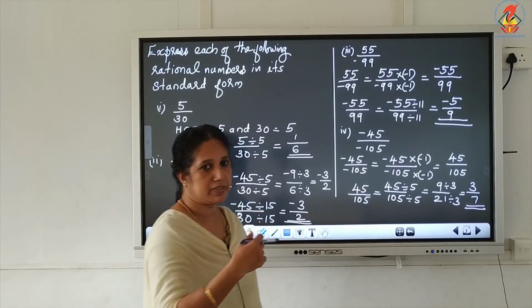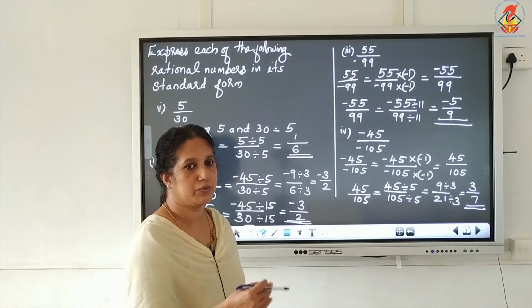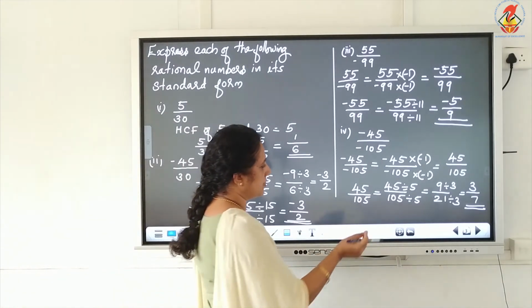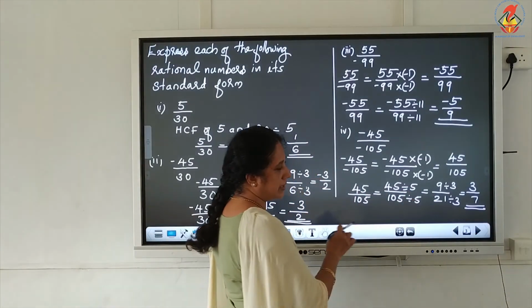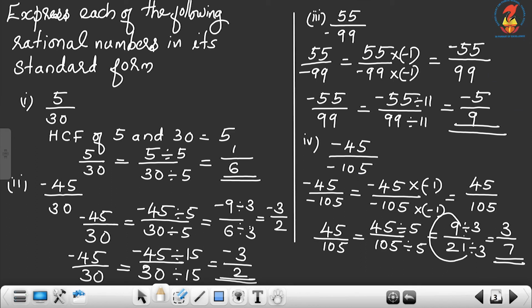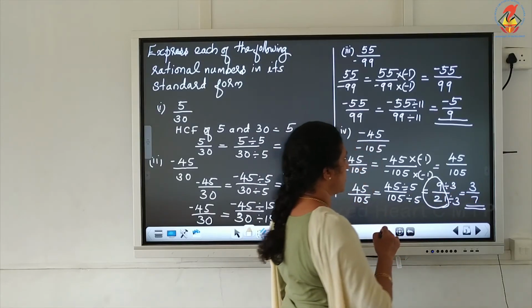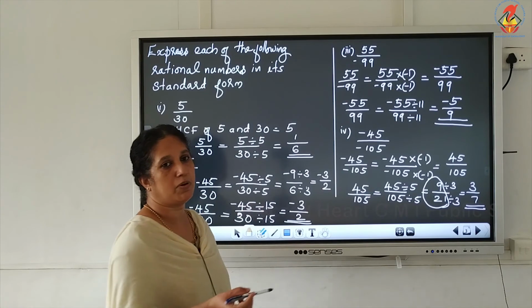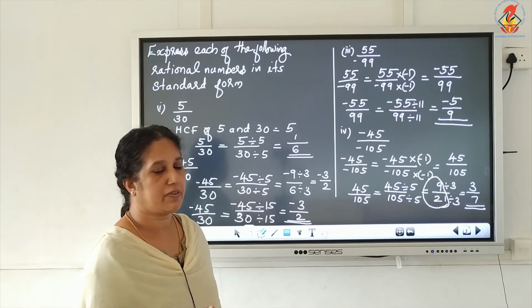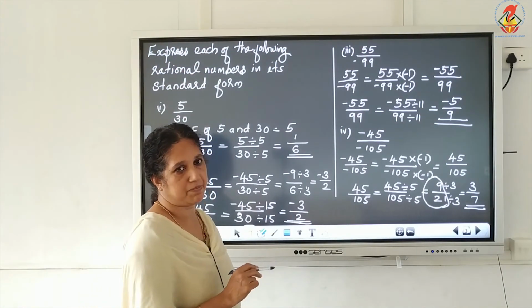So, if you cannot find the highest common factor, we can do it in steps also. First we can divide by 5, then look at the result. It is not in the reduced form, or lowest form, then again we can divide both numerator and denominator by 3 and we will get 3 by 7. Therefore, the standard form of negative 45 by negative 105 is 3 by 7.